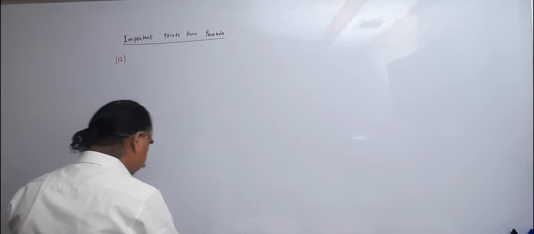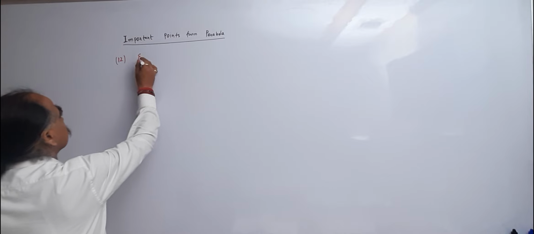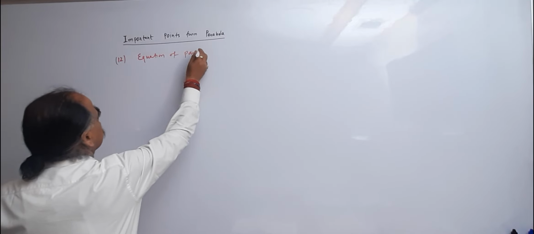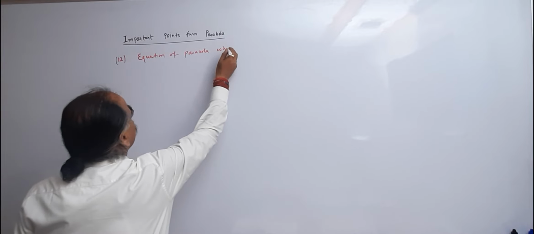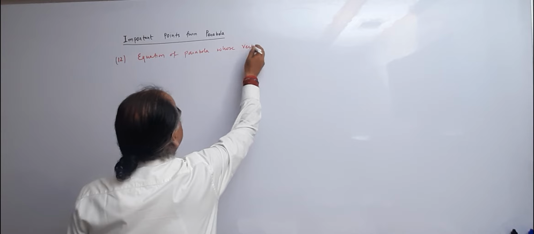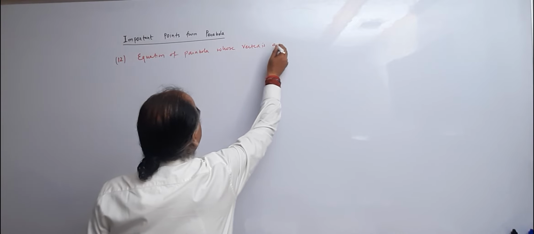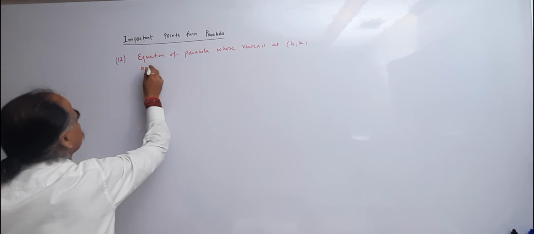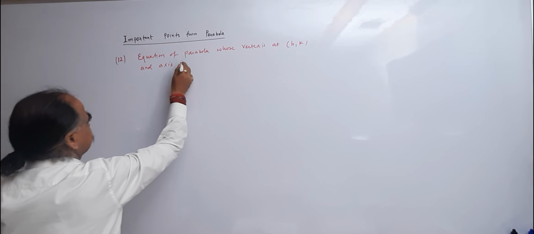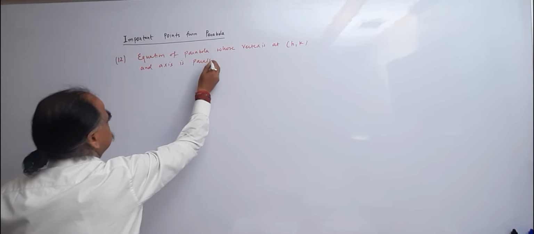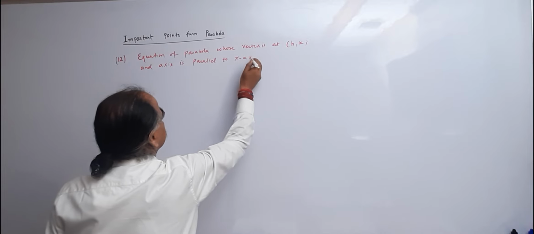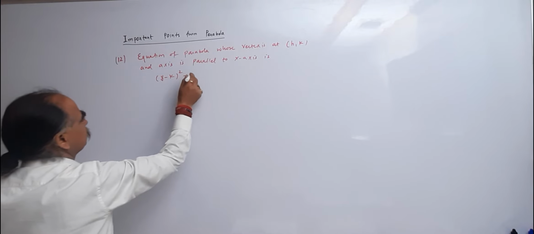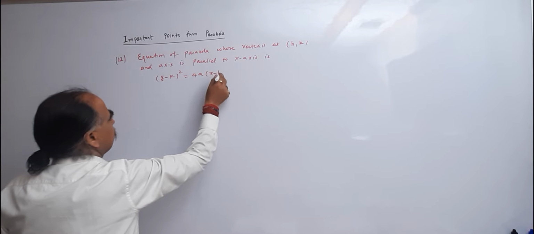Next point is equation of parabola whose vertex is at (h, k) and axis is parallel to x-axis is y minus k square is equal to 4a into x minus h.